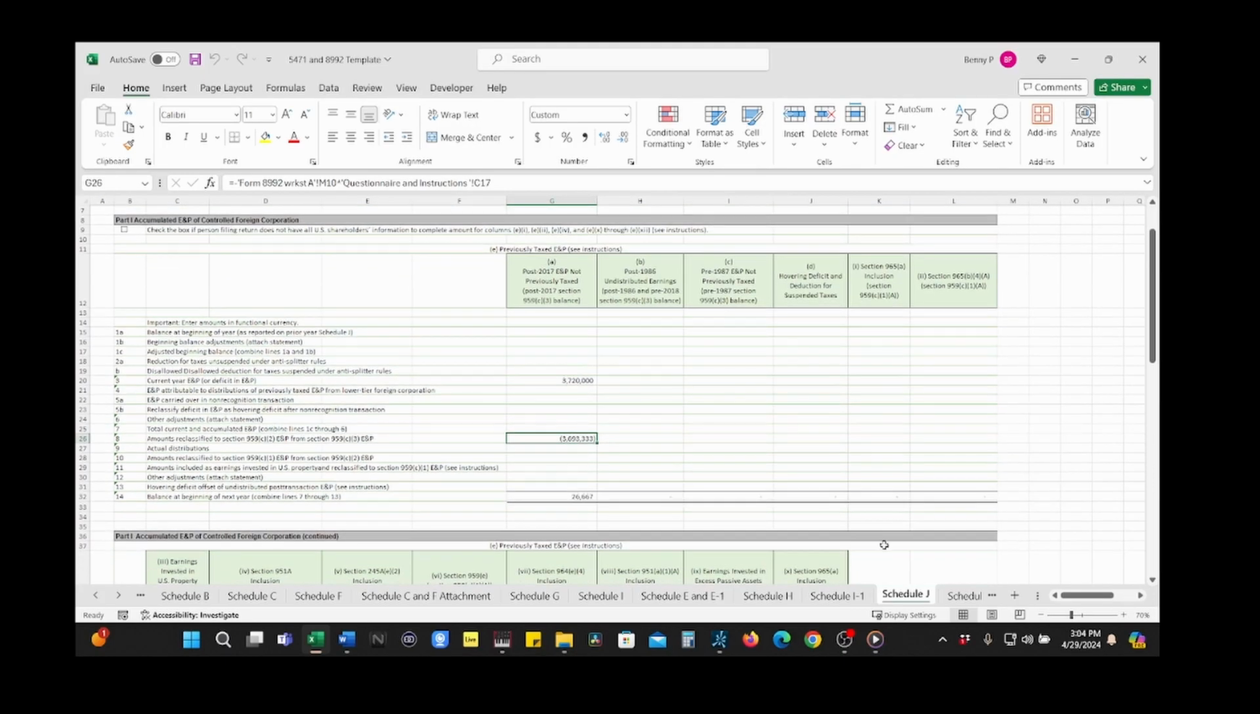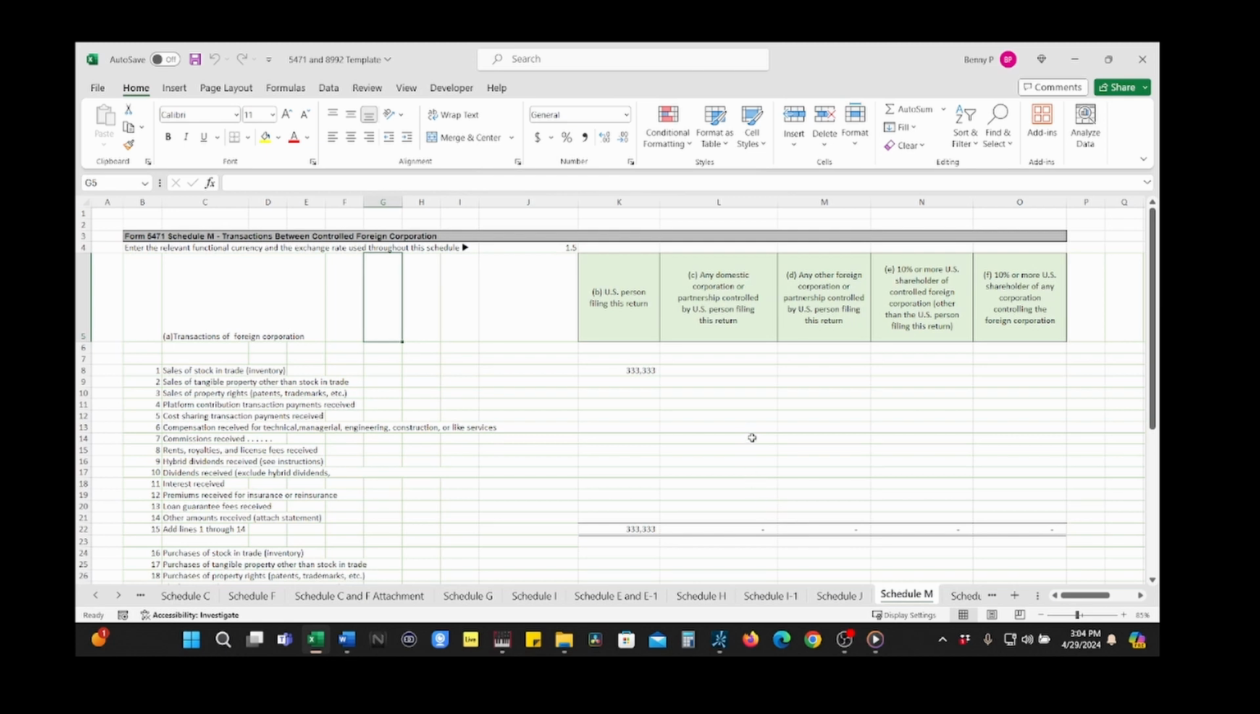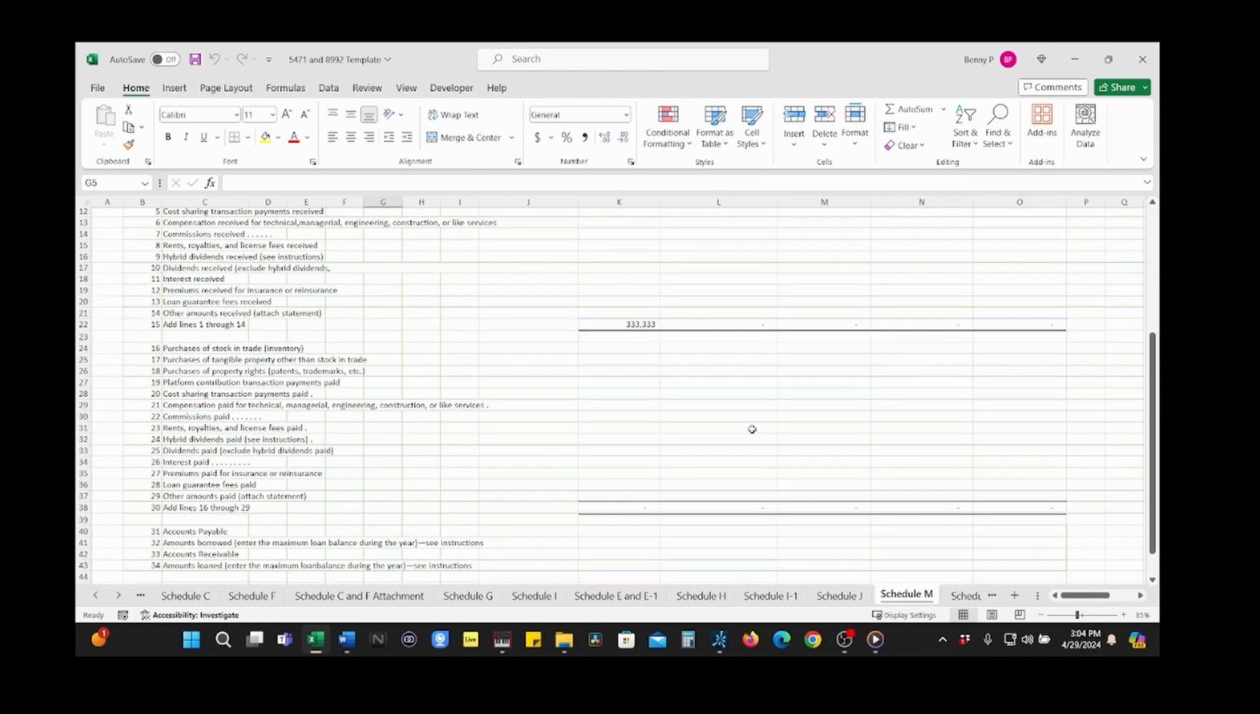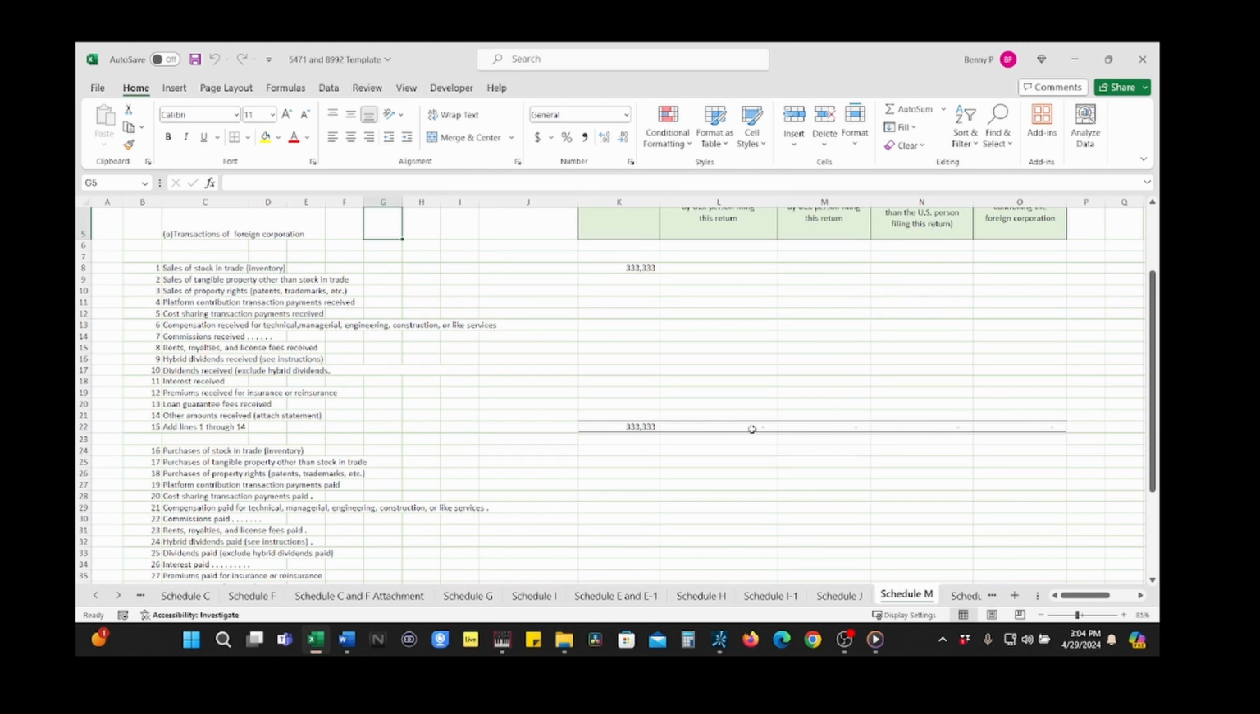Moving on to Schedule M, you will have to identify all the intercompany transactions here. On the trial balance, there is a column where you can identify if the account is an intercompany account. Intercompany transactions are important to identify because of Subpart F income. You want to identify Subpart F income because it is taxed at a higher rate than GILTI income. Related party sales outside the country of the foreign corporation may be considered Subpart F income.